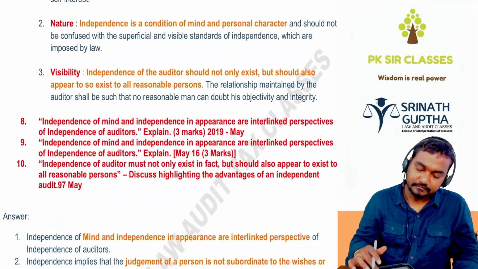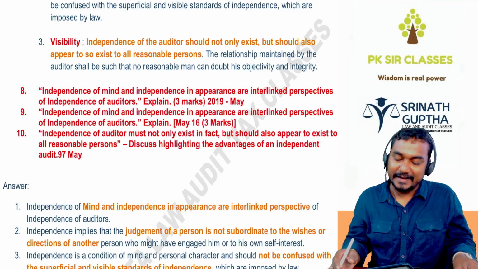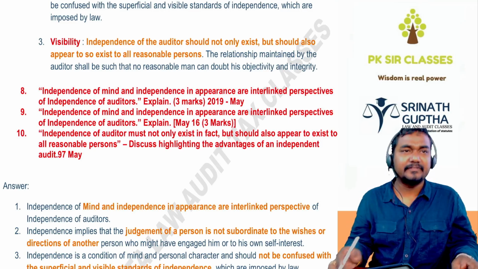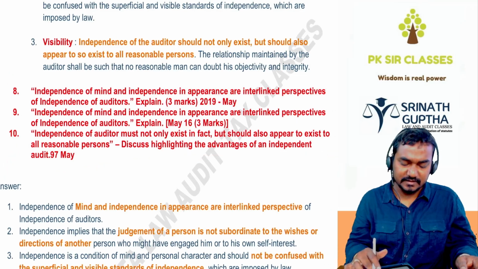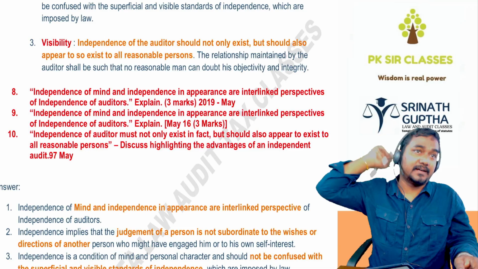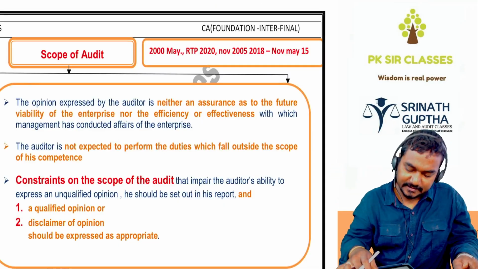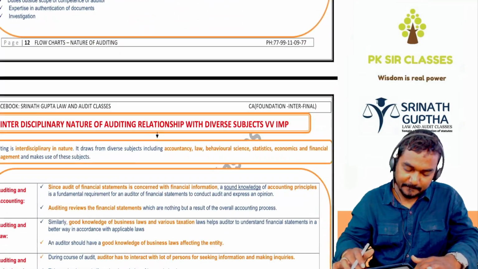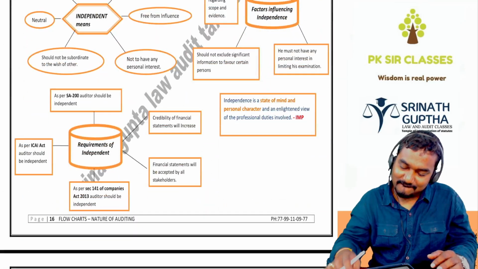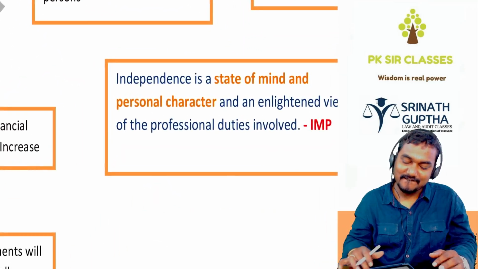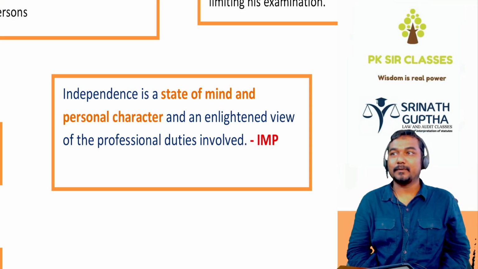Next. Independence of the mind and independence in appearance are interlinked perspectives of the independent auditor. Whether we discussed this statement? This statement has actually shifted to the 11th chapter of the new syllabus. Independence, we discussed, I think.